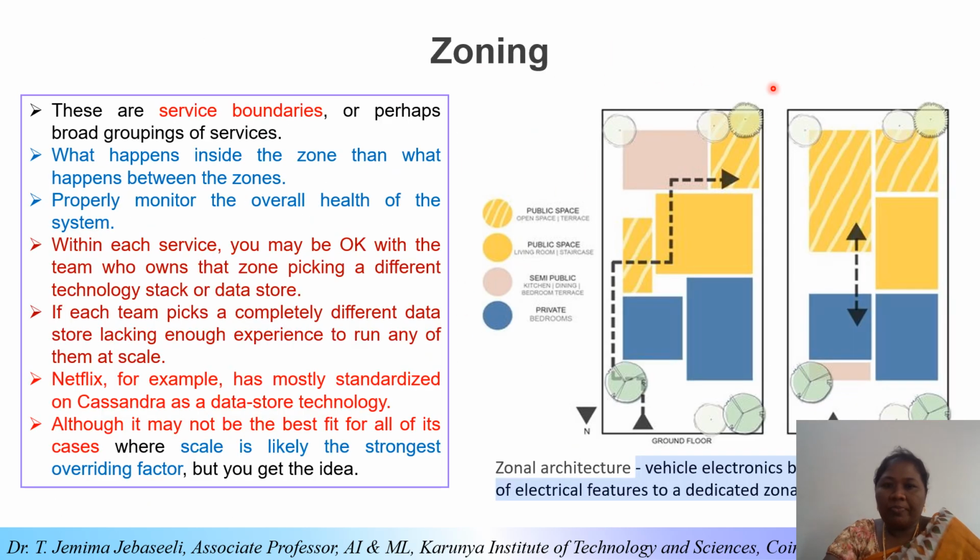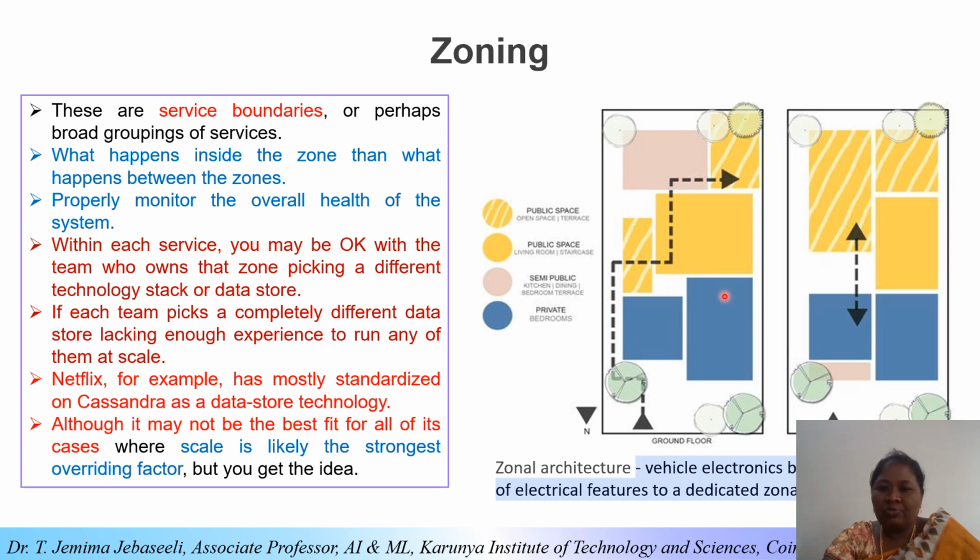The next topic is zoning. Whatever changes he brings inside the organization, there is a limit. We should not cross the limit above, and below also. In between, he is supposed to maintain and set the boundaries. That is called a service boundary. This space is a public space, this is semi-public, and this is private.